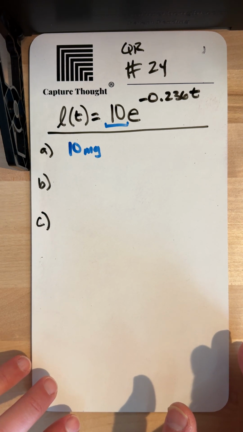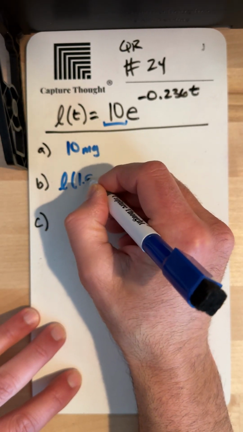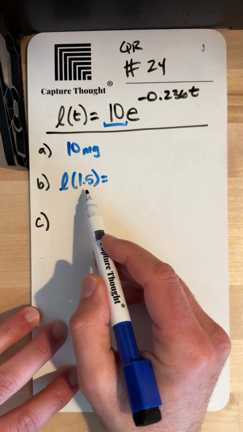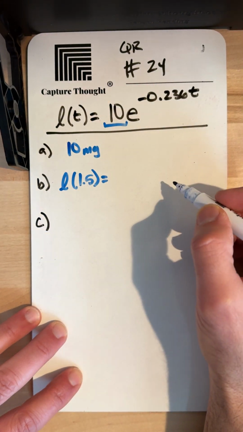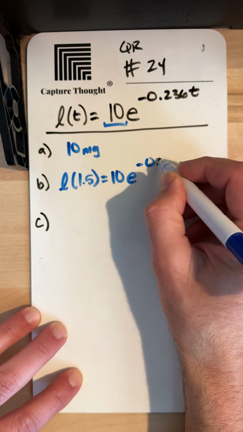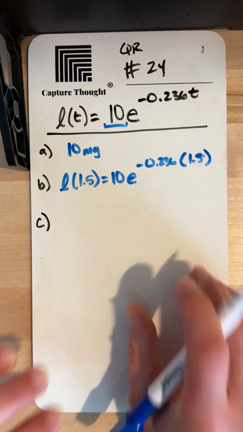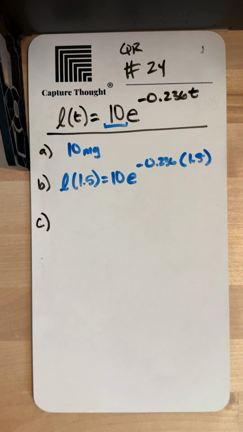Part B says how many milligrams will be present after 1.5 hours. So really all we're looking for is L of 1.5. So you're gonna take 1.5 and evaluate your function. You're gonna need your calculator for that. So 10 e to the negative 0.236, and then let t be 1.5. So you have to get your calculator out to do this.